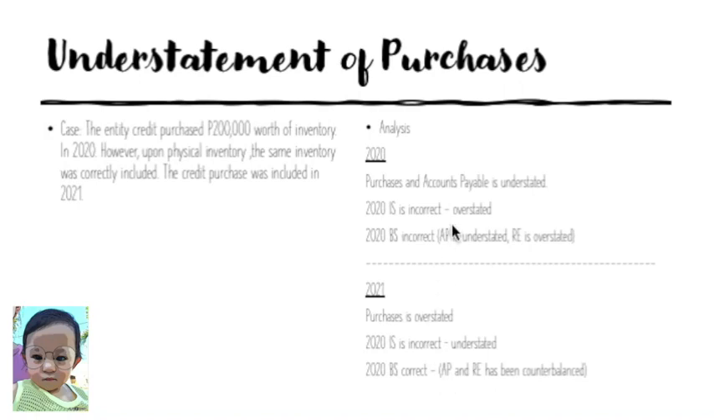So the understatement of accounts payable in 2020 is counterbalanced by the overstatement of accounts payable in 2021. Same thing for retained earnings. Since 2020 income is overstated, 2021 income is understated. The overstatement in the prior year is counterbalanced by the understatement in the current year. So it still follows the table we have provided earlier.